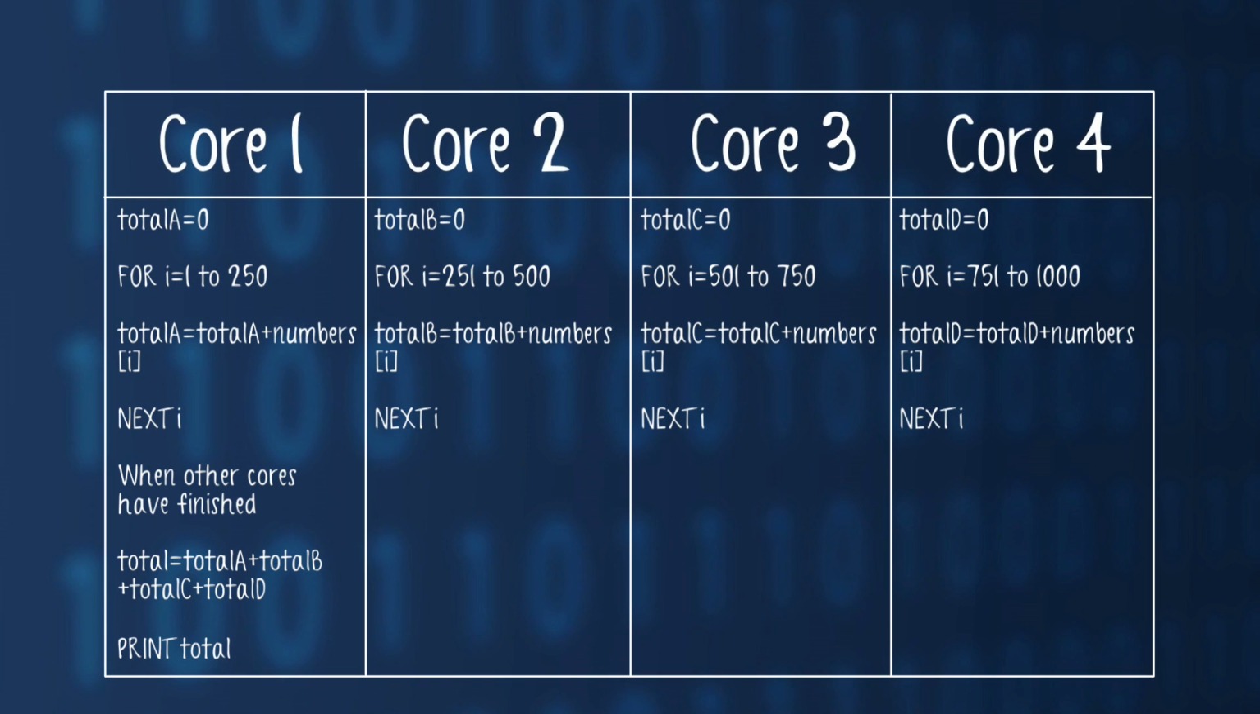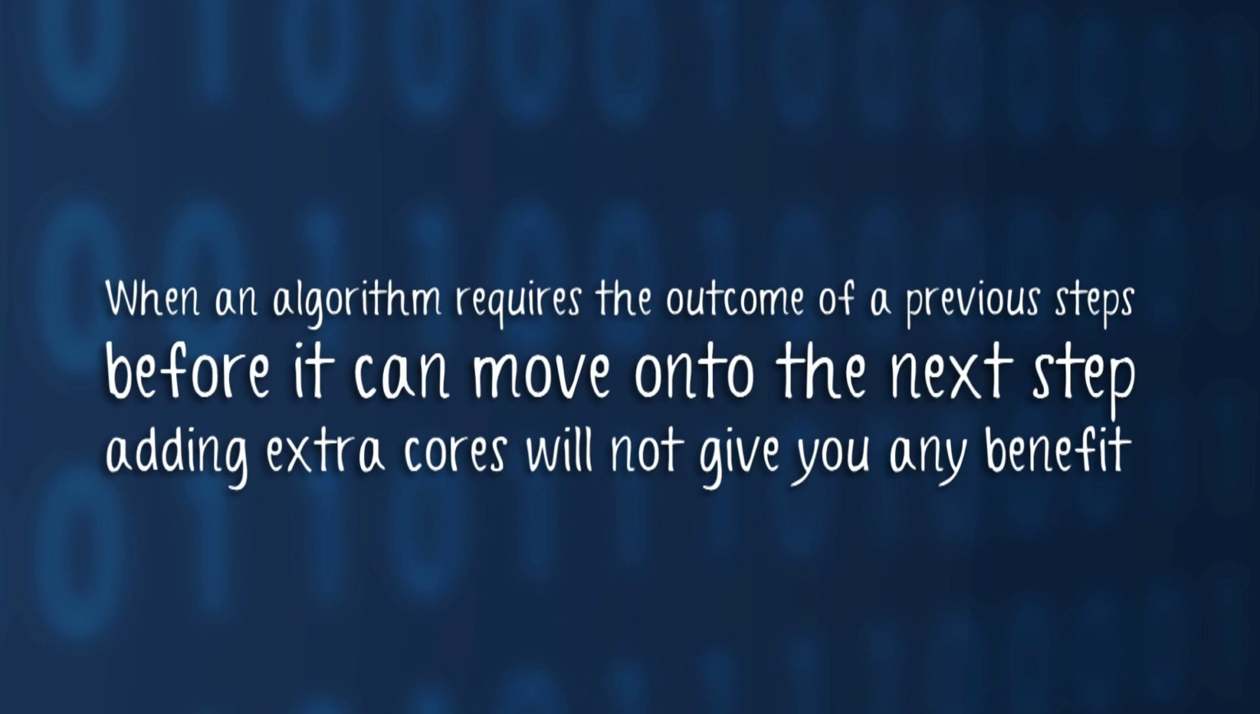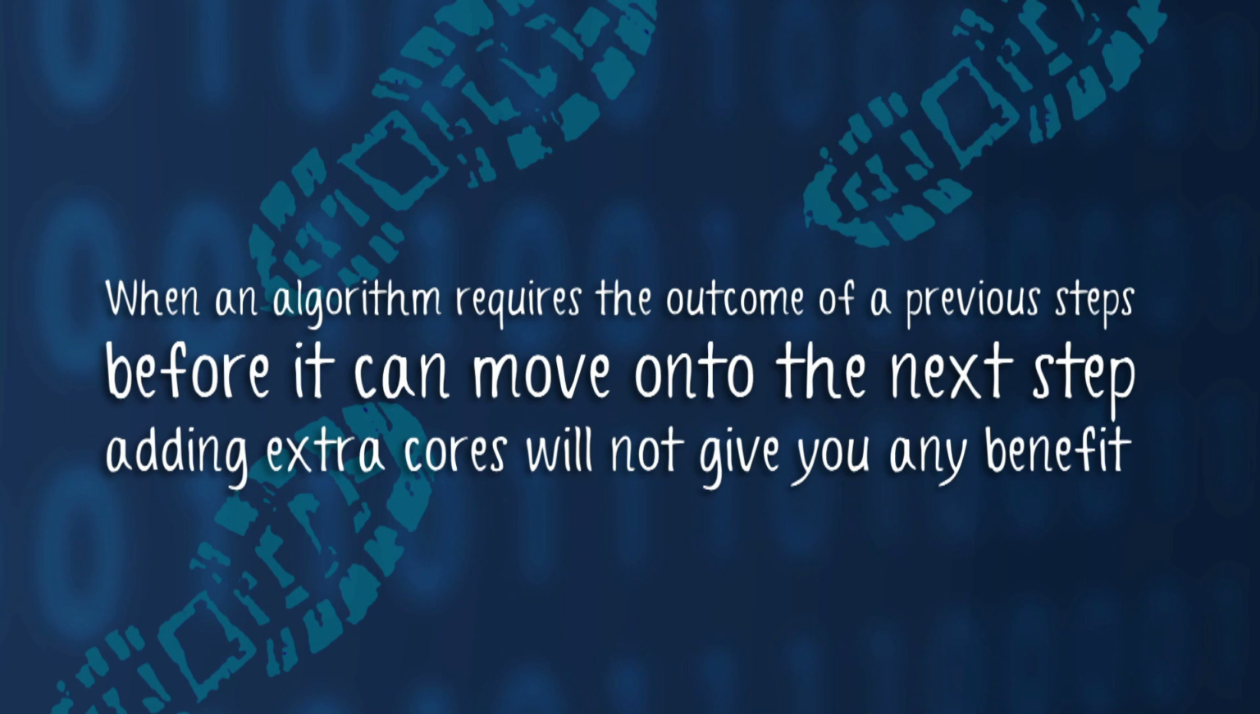An algorithm like this is the best case scenario. Not all algorithms can have their work divided so easily. Where an algorithm requires the outcome of a previous step before it can move on to the next step, adding extra cores will not give you any benefit.